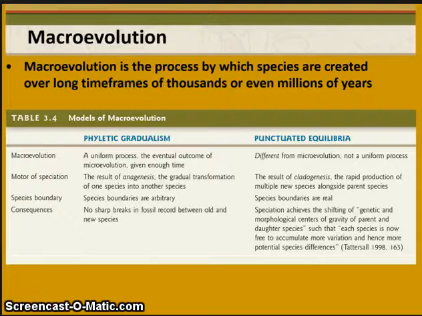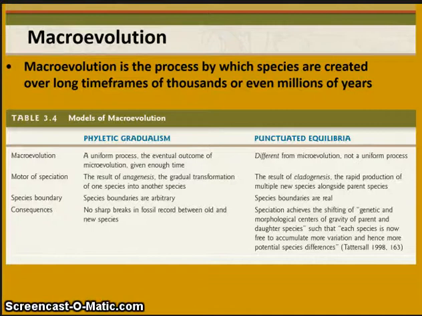So let's skip on to talk about macroevolution. Macroevolution is a process by which species are created over long geologic time periods. So now we're talking thousands or even millions of years. Let's contrast two different types of macroevolution.